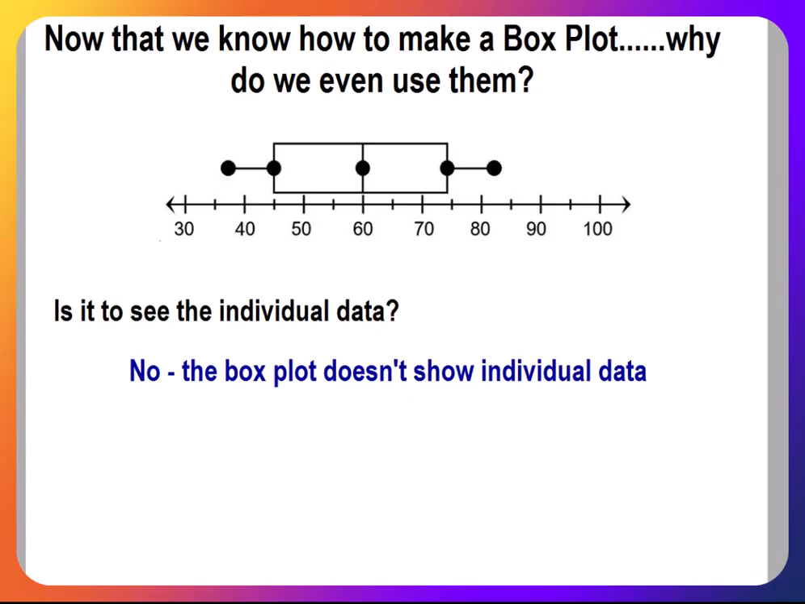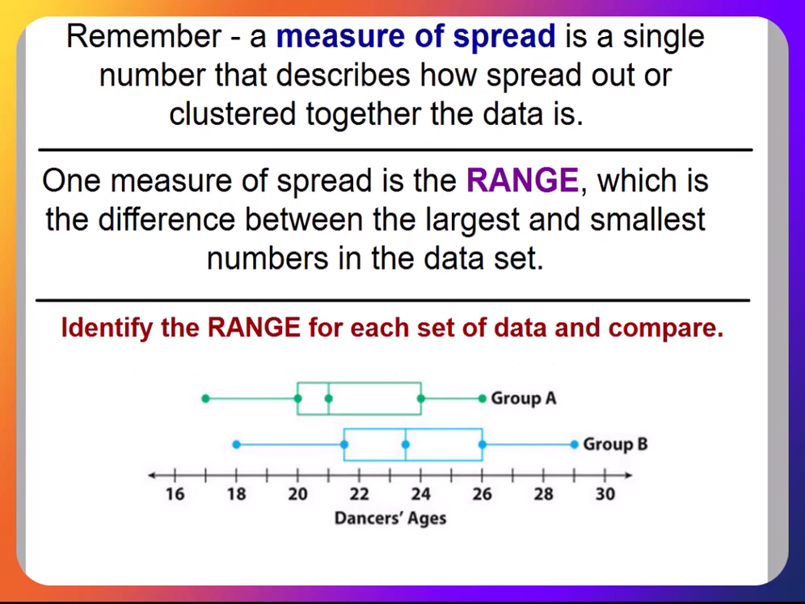Okay, now that we know how to make a box plot, why do we even use them? Is it to see individual data? No, of course not. You can't see individual pieces of data just by looking at this box plot. Yes, you know the minimum and the maximum values, but that's really all that you know. You don't know how many pieces of data are 50 or how many are 70, or if there is even a piece of data at 70. You don't know individual data other than the minimum and the maximum. So that's not the reason why.